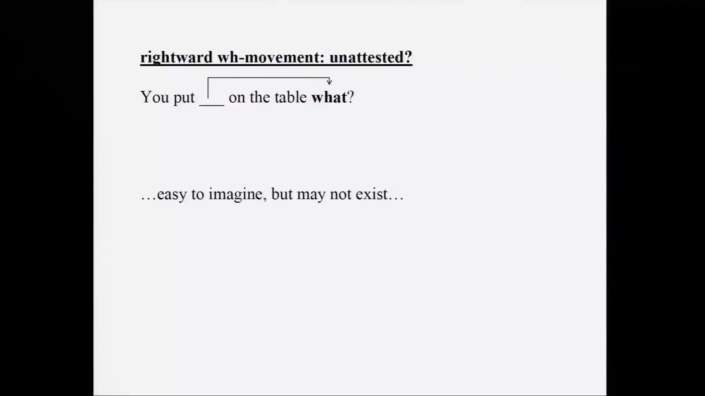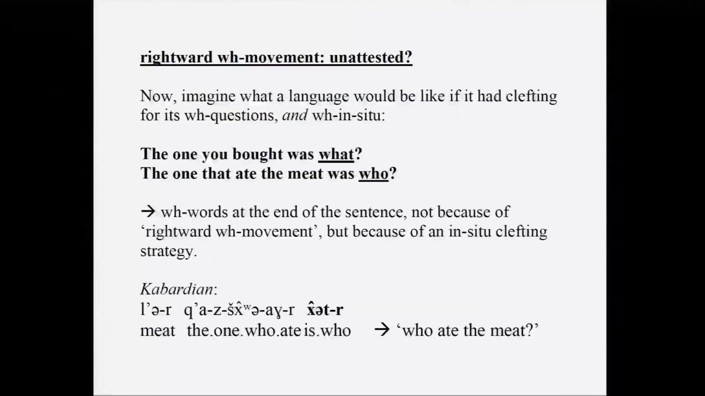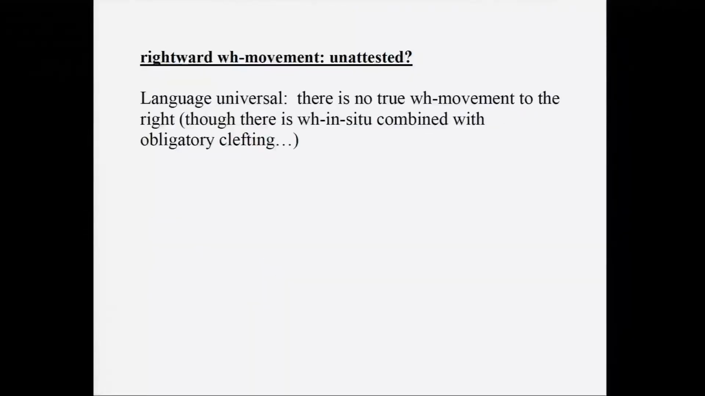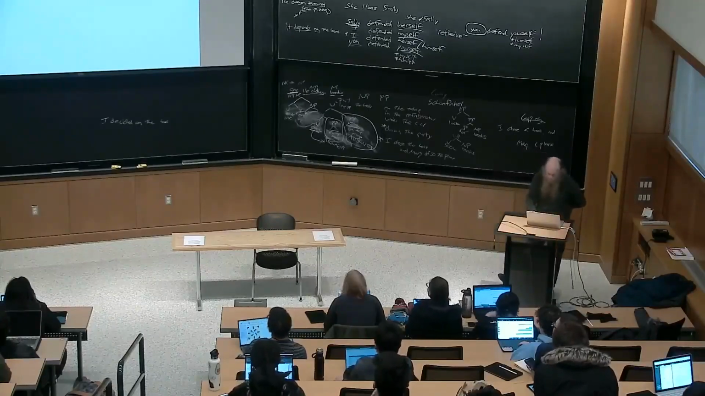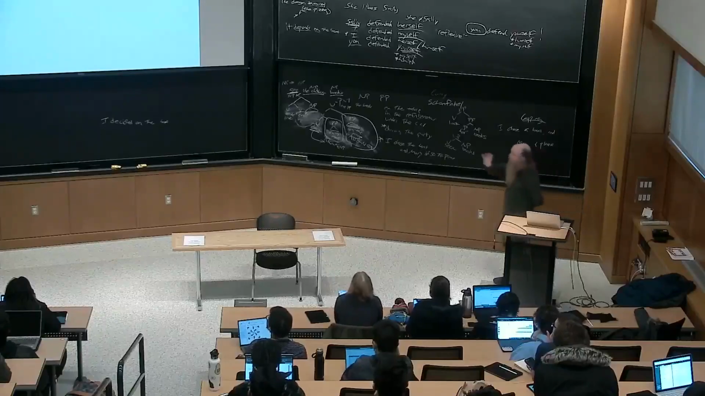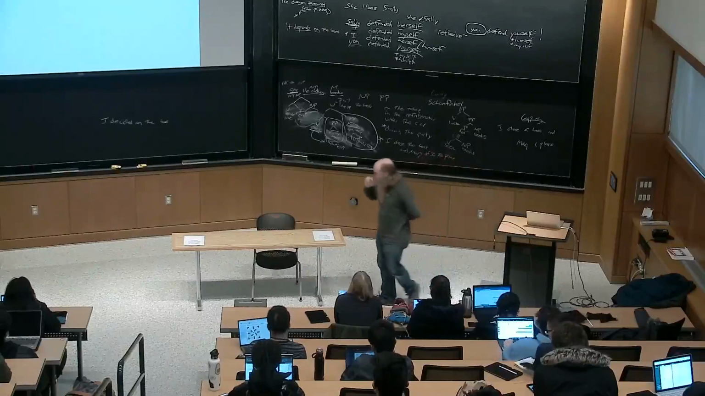I think my next slides make that observation more complicated, and I think I want to skip them actually. So to make this fact more interesting, let me show you one other kind of cross-linguistic variation. I'm not going to do that, so let me do that fast. We'll come back to this. Because we're running low on time, I want to show you one other quick thing. In the remaining 5 minutes, I'm going to set up another thing, and then we'll come back and we'll start here next time.